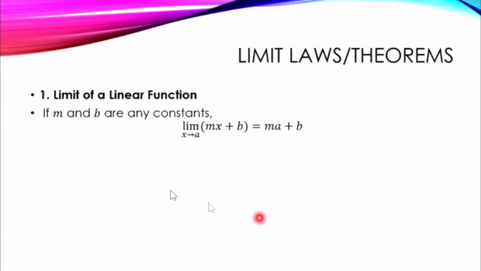So suppose we are given m and b, which are constants, then the limit of the quantity mx plus b, where m is constant and b is constant, x is the variable, as x approaches a, is equal to ma plus b. Okay, what have you noticed? We just simply substitute the value of a to this expression. So if we substitute a to the variable x, then we have ma plus b, right?